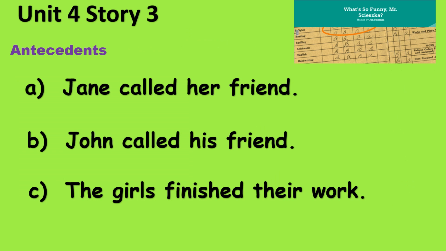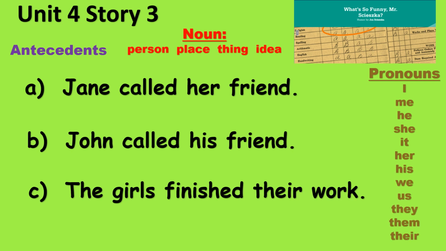We want to identify the antecedents and the pronouns. So when we look at what the pronouns are and what the nouns are, once again, I'll put the pronoun examples over here on the right. And nouns are going to be a person, place, thing, or idea. So when I look at Jane called her friend, then we have the pronoun her. Well, her friend. Whose friend? In order to say whose friend, we have to be able to identify the antecedent, and that would be Jane. So for her, we know that Jane and her are representing the same person. When it says John called his friend, that works the exact same way.